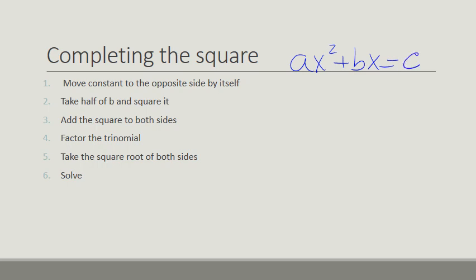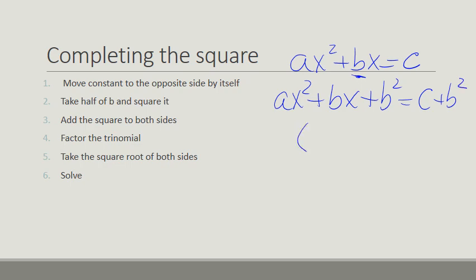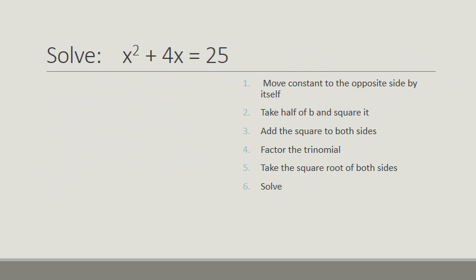Okay, so we're going to take half of whatever this b is, and we're going to square it, and we're going to add it to both sides, so it would look like ax squared plus bx plus b squared equals c plus b squared. Okay, and then this factors to, well, the square root basically of ax plus b and squared. All right, so that's going to allow us to solve that.